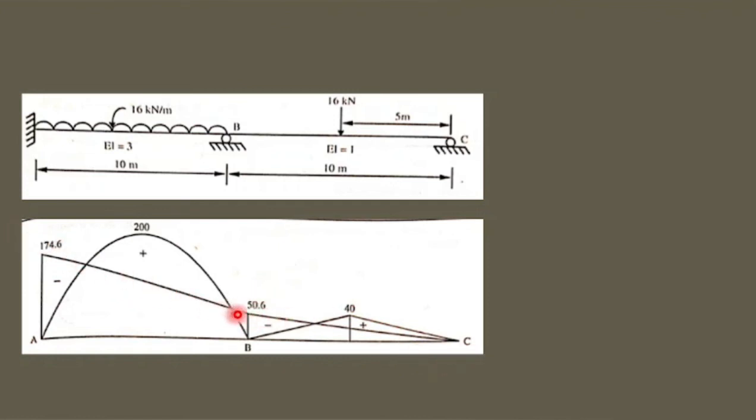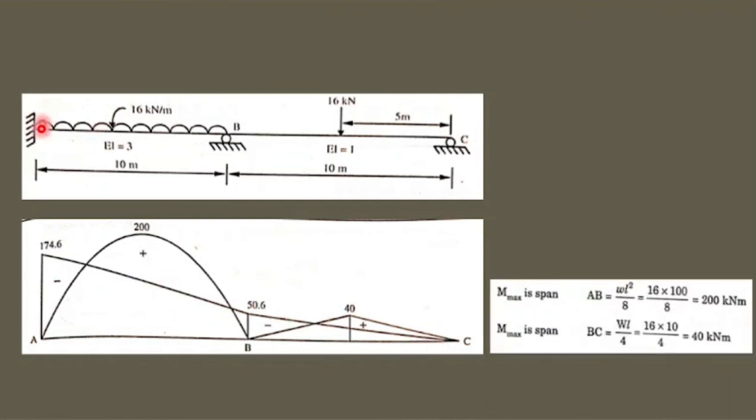So this is connected by negative bending moment, and positive bending moment you can find by considering this as a simply supported beam. WL square by 8, W here is 16 into 10 square divided by 8. 16 into 10 square will be 1600, by 8 will be 200. So your positive bending moment is 200, and in between B and C you have 40 kilonewton at the center. The formula is WL by 4. W is 16, L is 10, divided by 4, which will be 40.